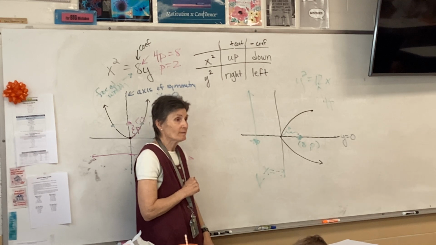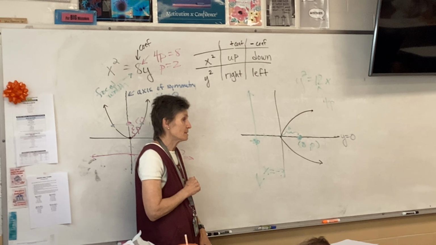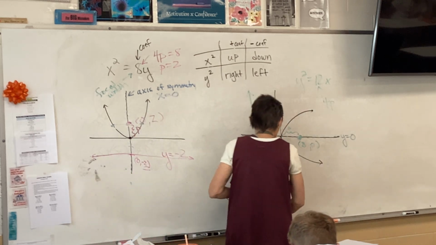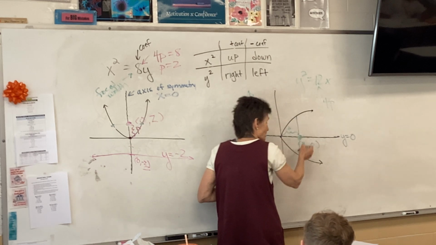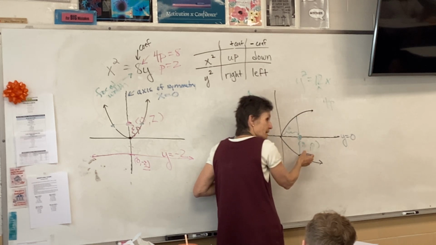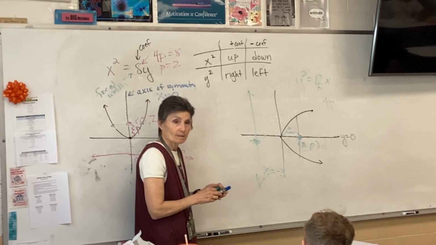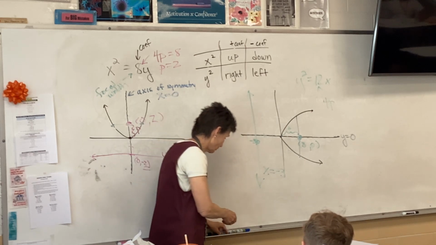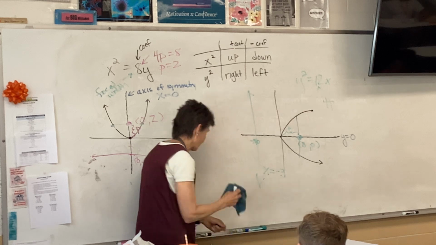What's my focal width? 12. My focal width is 12. So that means if I were plotting this more accurately, this would be 12, which means up 6 and down 6. All right, we're gonna do one more, and we'll do a circle review. So C, here we go.